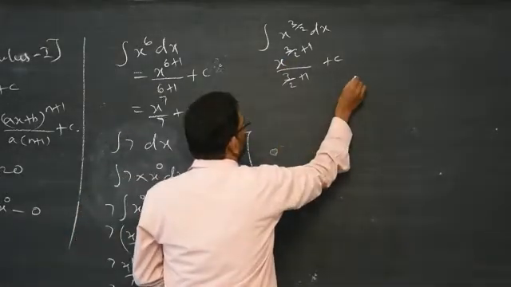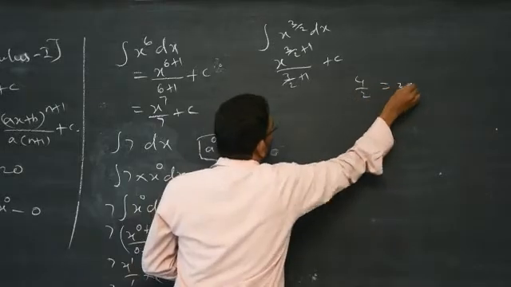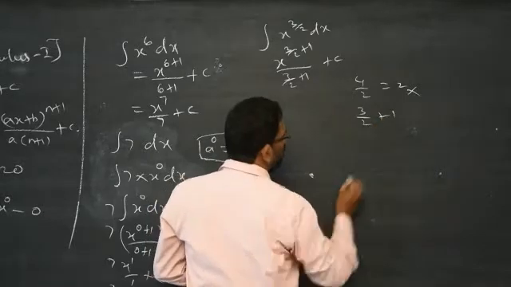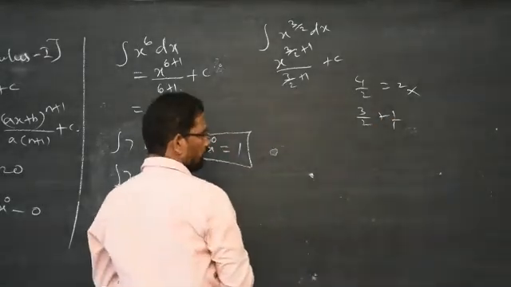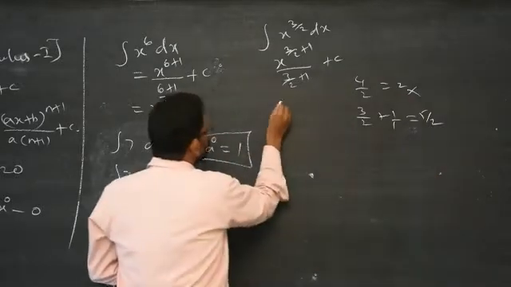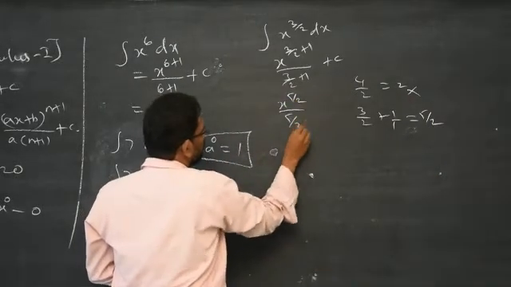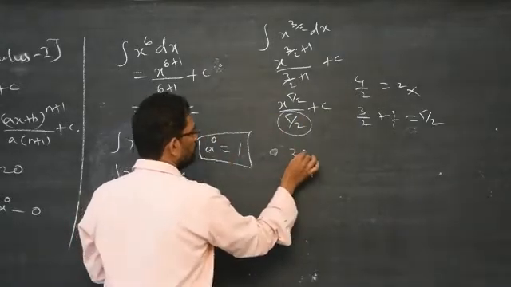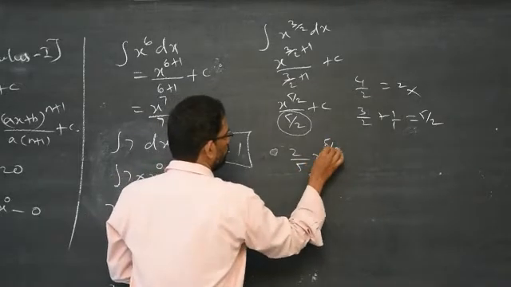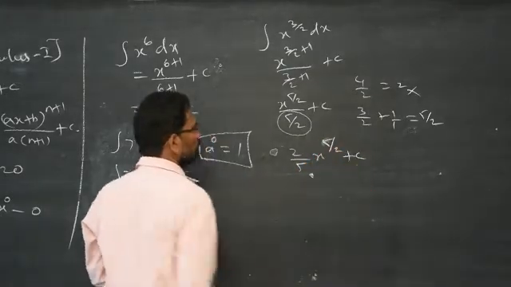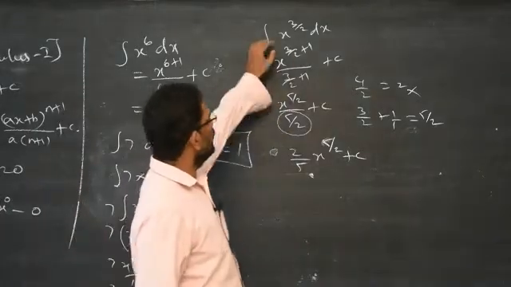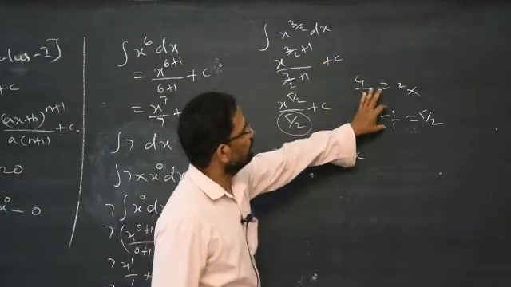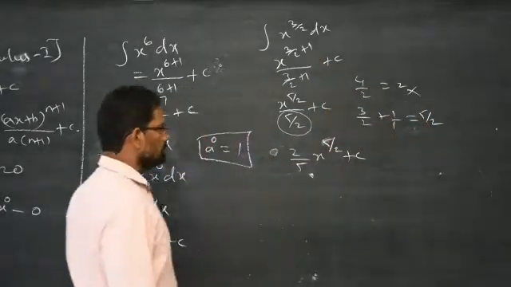Some of the boys, I noticed, write 4 by 2, that is 2. This is wrong. It is a fraction with a whole number, so you have to take LCM and simplify or cross multiply. So you will get 5 by 2. So x power 5 by 2 by 5 by 2 plus c. When the denominator is in fractional format, take the reciprocal, it becomes 2 by 5 x power 5 by 2 plus c. Clear? So don't add like 3 plus 1, 4, 4 by 2 is 2, that is wrong. If it is a fraction with a whole number, you should always go for LCM and simplify.